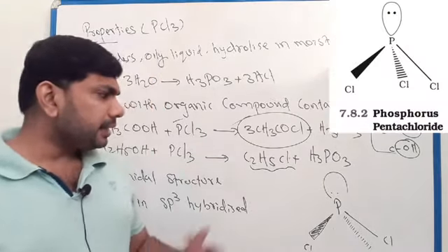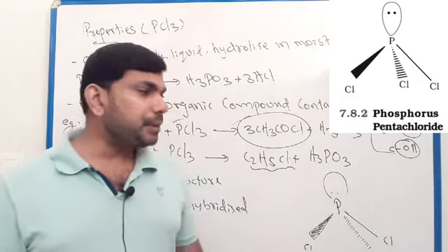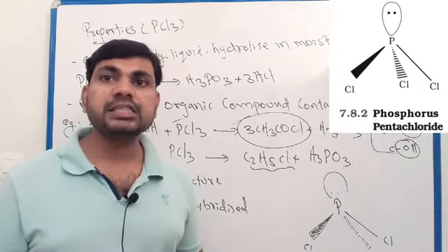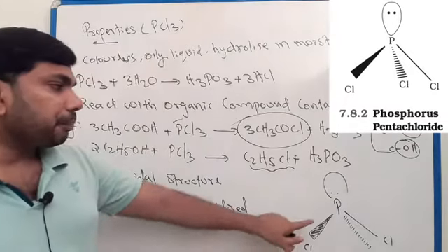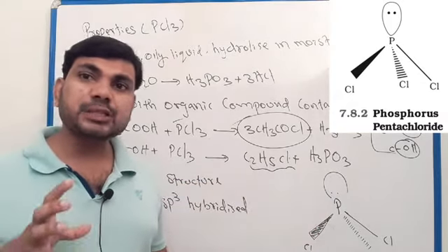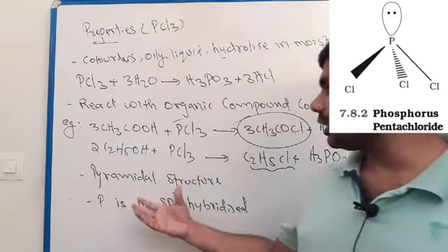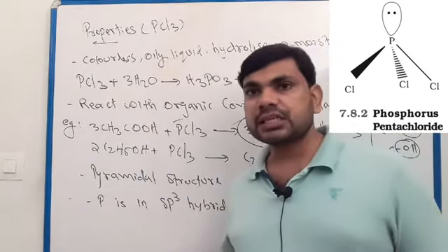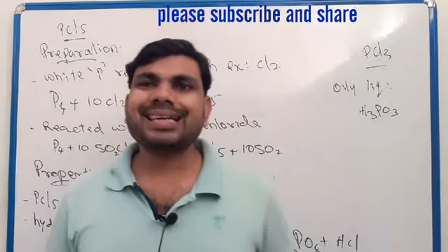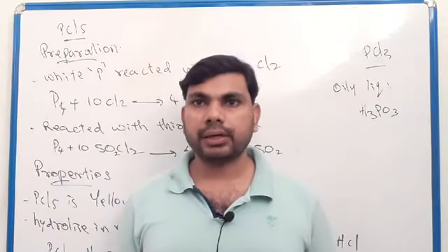Okay. Next one, this is the structure of PCl3. PCl3 is a pyramidal structure. In PCl3, phosphorus is sp3 hybridized. Okay, next one we have to understand PCl5, phosphorus pentachloride.